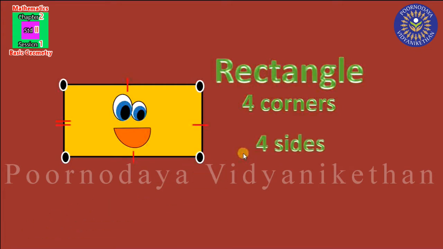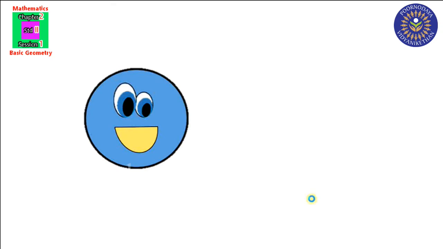Also, a rectangle has 2 equal sides. Now you see here, these 2 sides are equal. The opposite sides, these 2 sides are also equal. So, the opposite sides of a rectangle are equal. Clear?